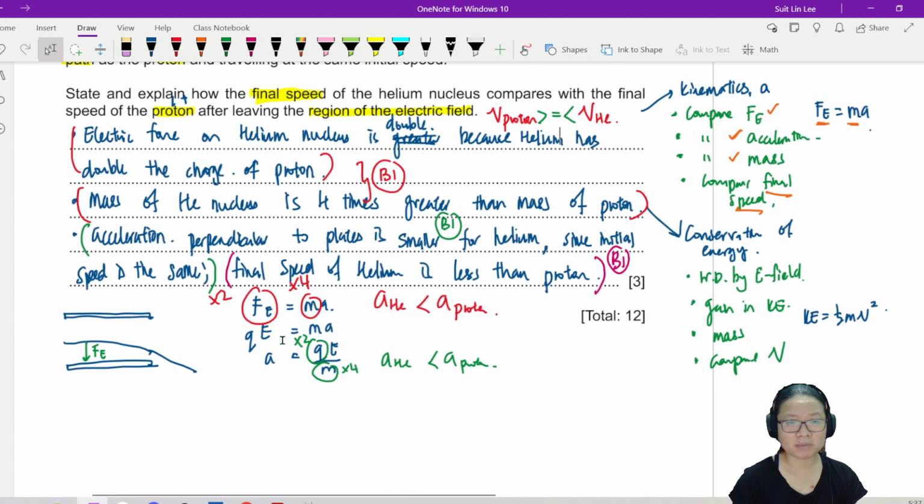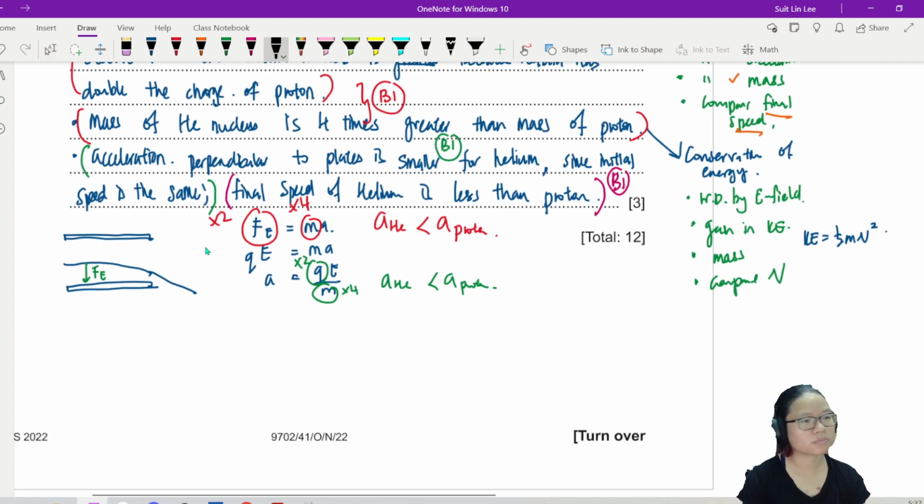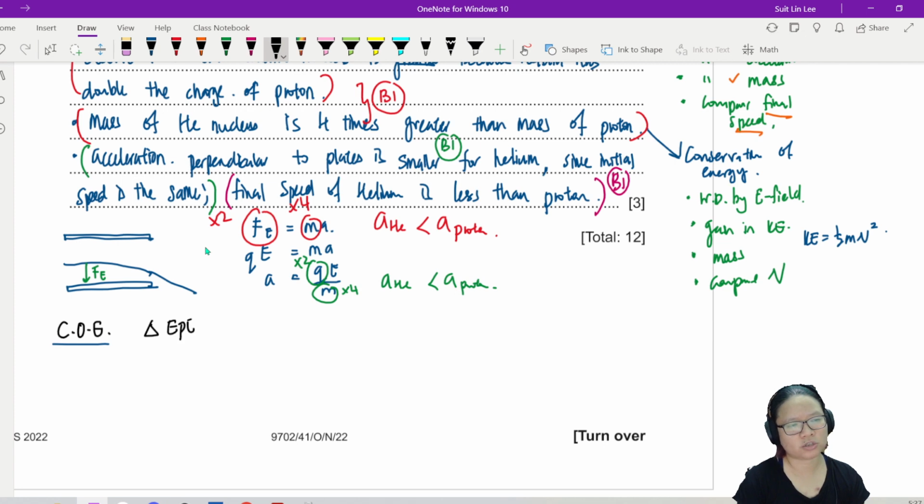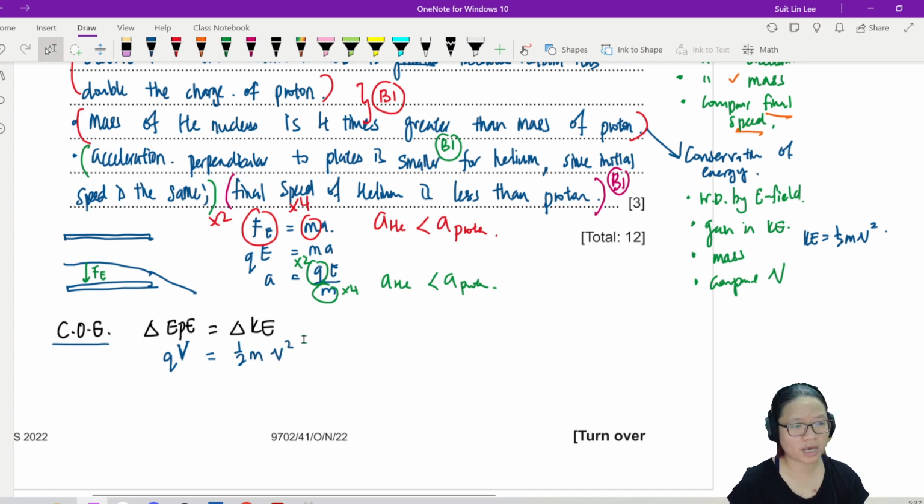Okay. So the second part here is if you want to use conservation of energy, you can as well. If you want to use conservation of energy, the equation that we are working with is the change in electric potential energy is the change in kinetic energy. So electric potential energy will be QV, where V is the potential difference across the plate. And the change in KE will be half mv squared, where v is the speed.